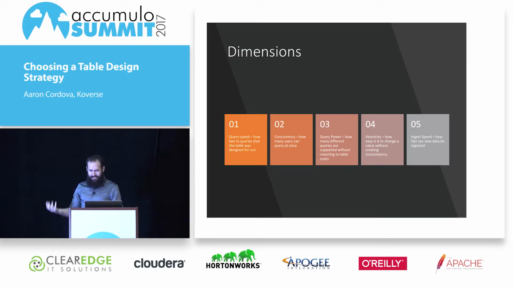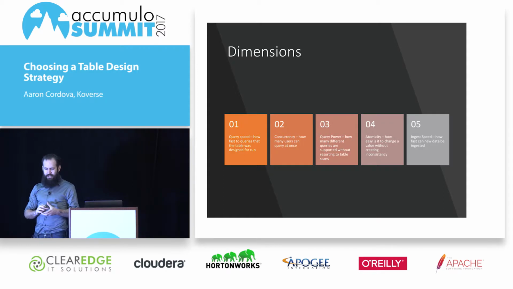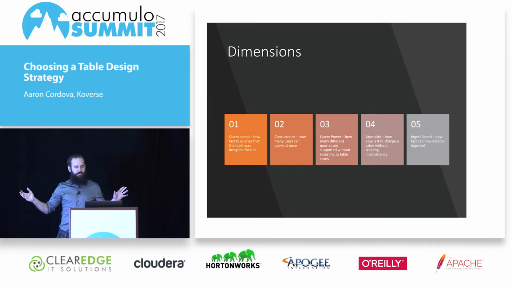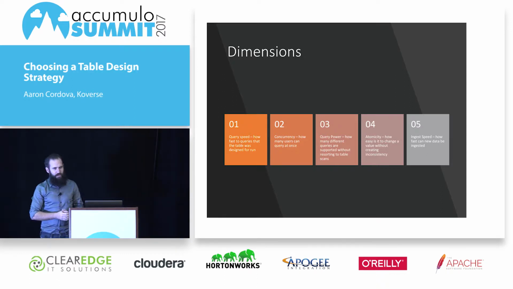Atomicity, that's how easy it is to change a value without creating an inconsistency. So if you're not doing any updates at all, you probably don't care much about atomicity. You might care about all the data getting to the table at the same time. But if you're not doing any changes that can create inconsistencies, then atomicity is easy. But if you are doing updates, then you want to avoid inconsistency as much as possible.